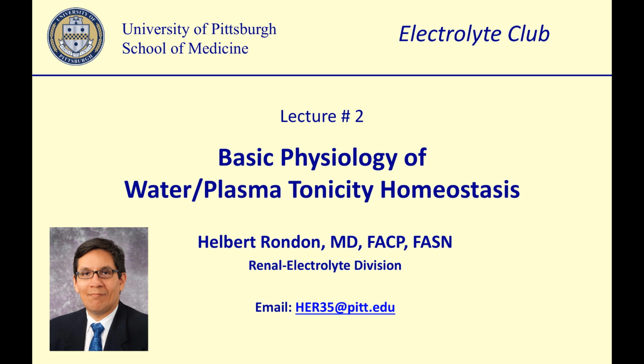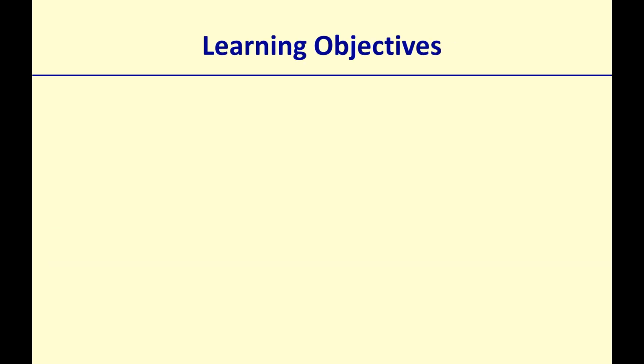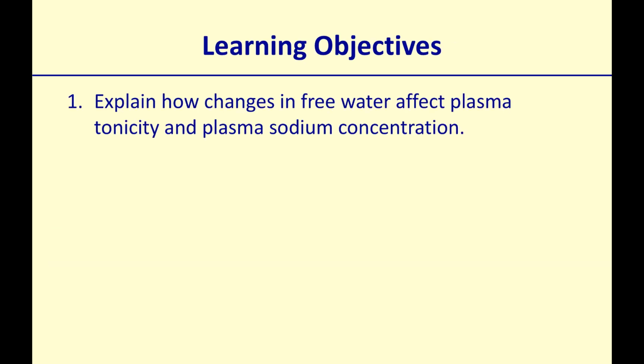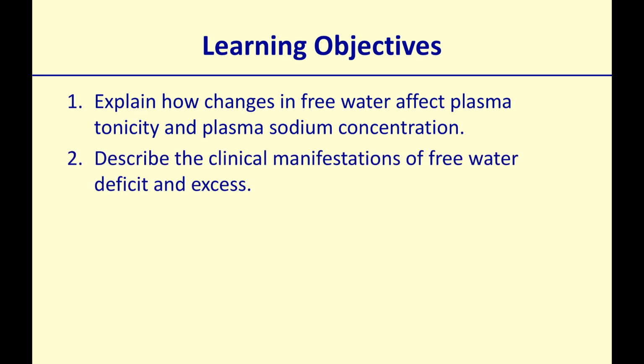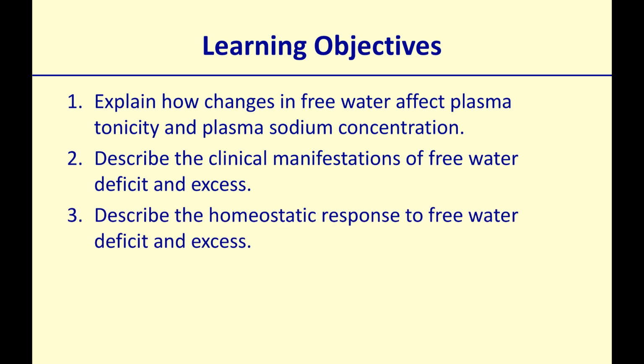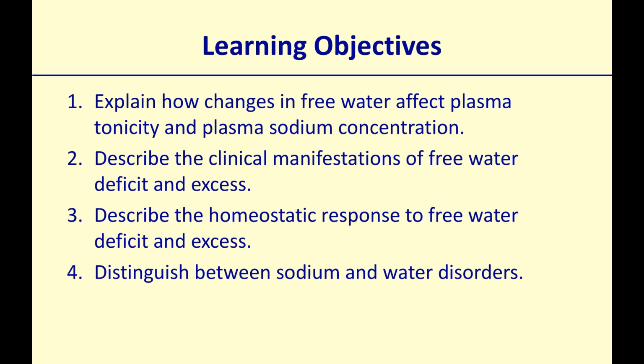This is lecture number 2, Basic Physiology of Water and Plasma Tonicity Homeostasis. The learning objectives for this lecture are number 1, to explain how changes in free water affect plasma tonicity and plasma sodium concentration. Number 2, to describe the clinical manifestations of free water deficit and excess. Number 3, to describe the homeostatic response to free water deficit and excess. And number 4, to distinguish between sodium and water disorders.